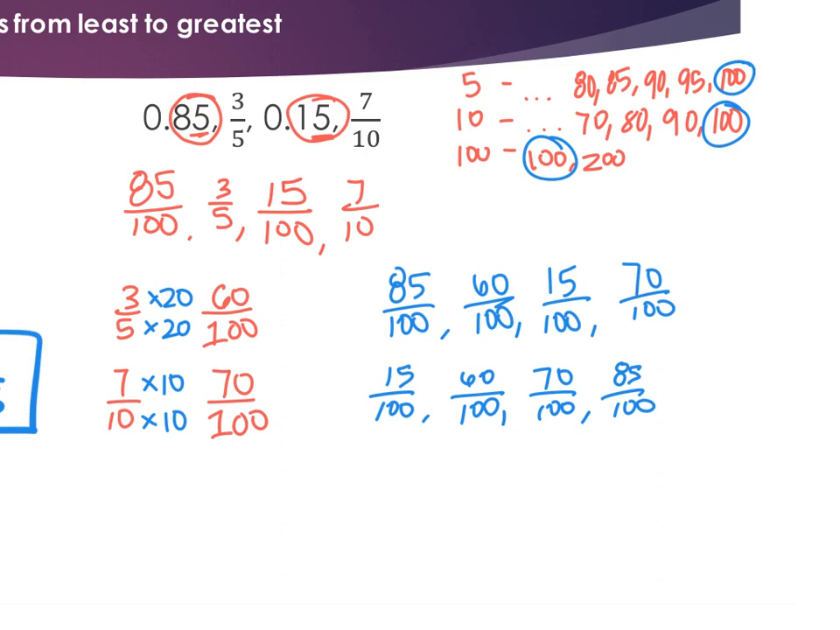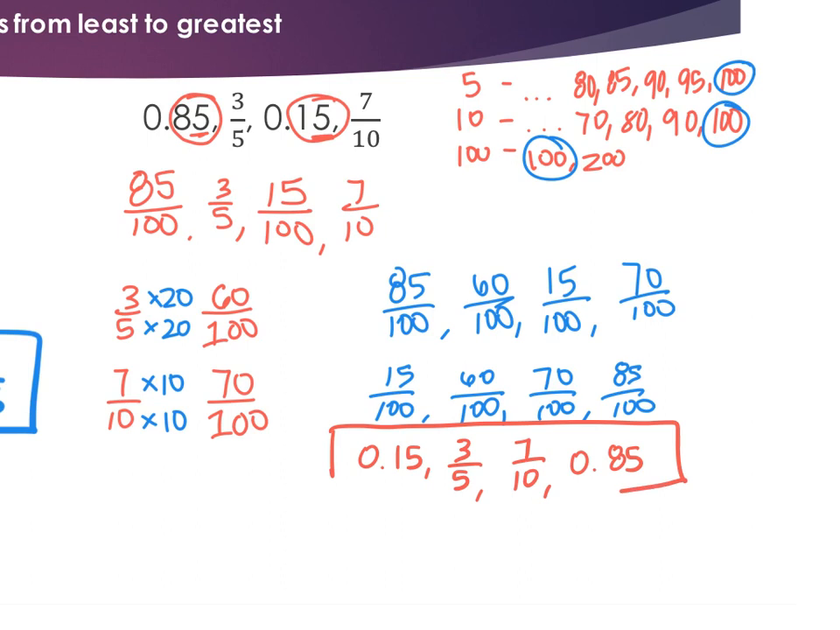No, it is not, because I did not use the original numbers. I'm going to use the original numbers when I write my final answer. So my final answer is this. 15 over 100, originally they gave us 0.15. 60 over 100, originally they gave us 3/5. 70 over 100, originally they gave us 7/10. And 85 over 100, originally they gave us 0.85. This is my final answer.